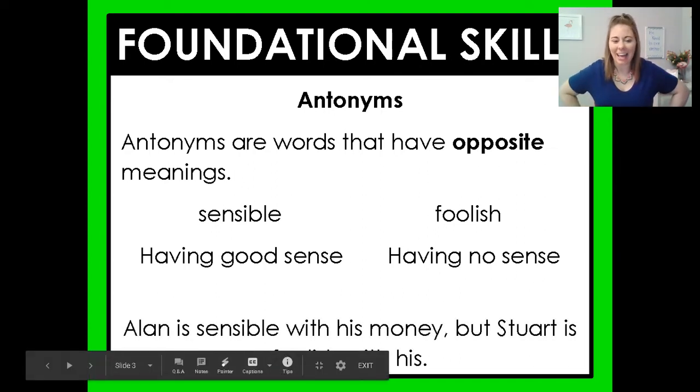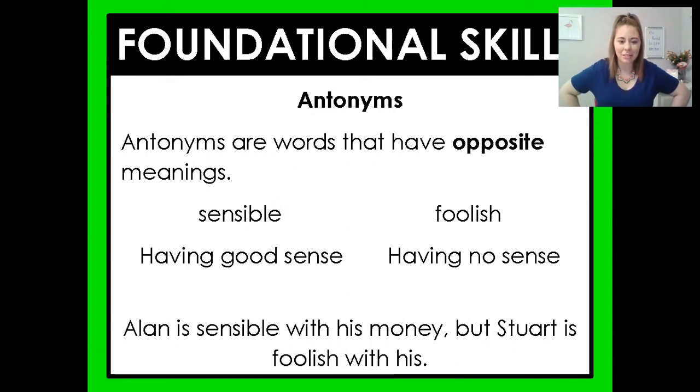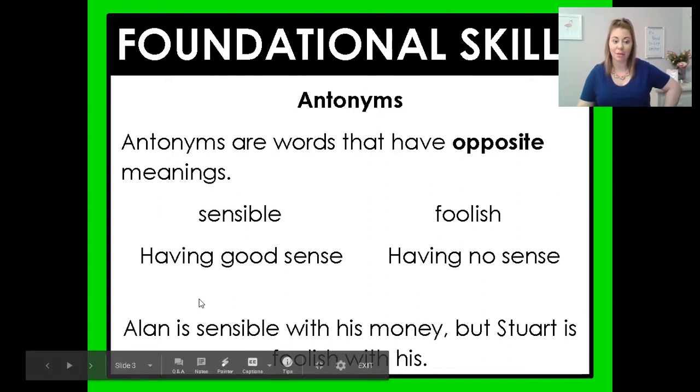So here we go. Let's look at Alan. Alan is sensible with his money, but Stuart is foolish with his. So maybe Stuart's buying a lot of shoes. I mean, shoes are good, guys. Like I say, I love shoes, but you've got to think about your wants and your needs. Do you want it or do you need it? So maybe Alan's focusing more on things he needs and Stuart's just getting the things he wants.